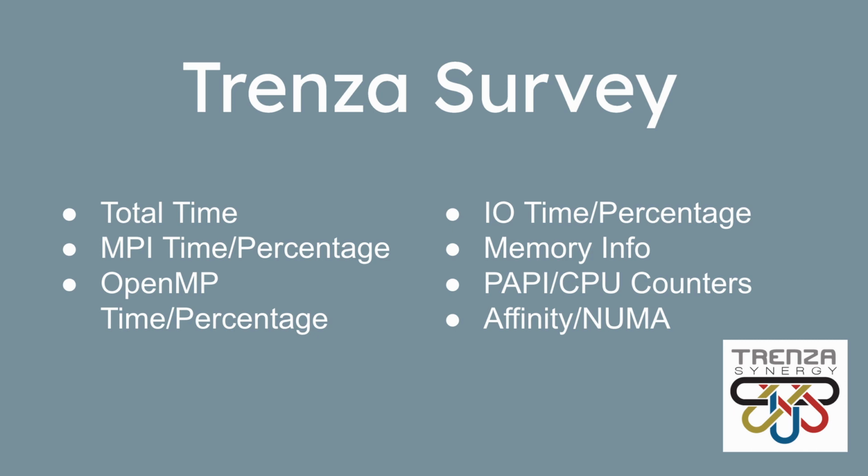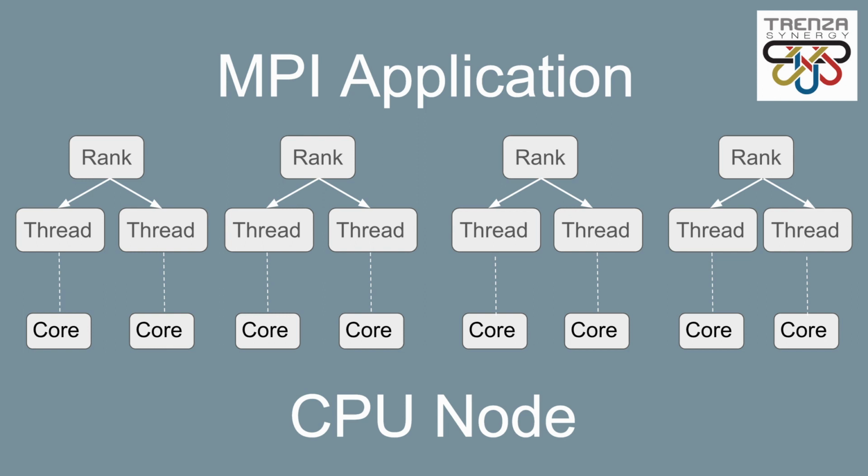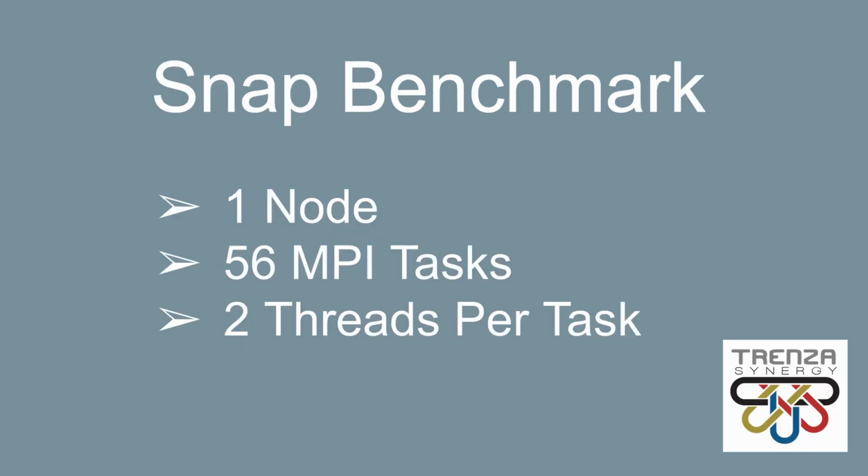In this video, we will illustrate the use of Survey with application runs and give you some ideas of how you can use this information for improving the performance of your own runs. In our first example, we show how the performance of an application can be adversely affected by not paying attention to how MPI ranks and OpenMP threads are mapped to the node cores. We are using the snap benchmark on one node with 56 MPI tasks and 2 OpenMP threads per rank.